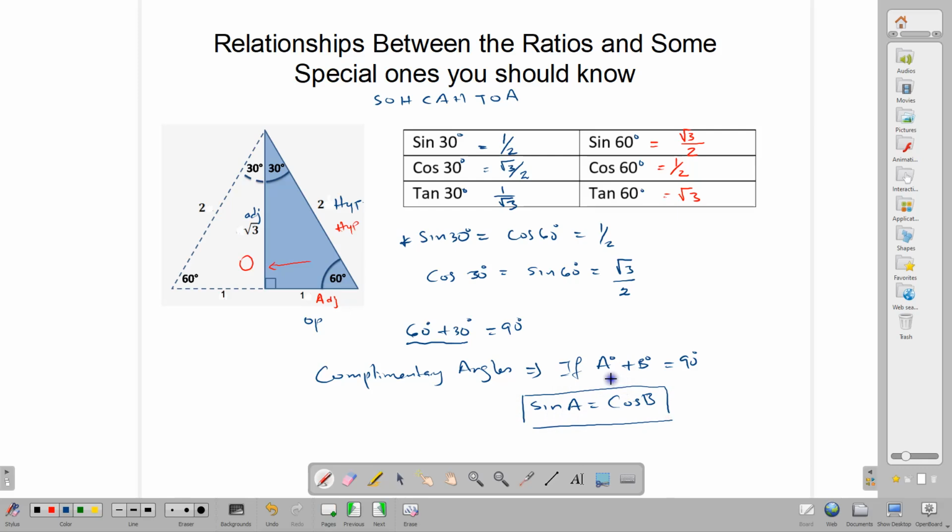In any triangle, as long as the two angles add to give you 90 degrees, that is, they are complementary, then the sine of A will always be equal to the cosine of B, or vice versa. Let's look at another one.